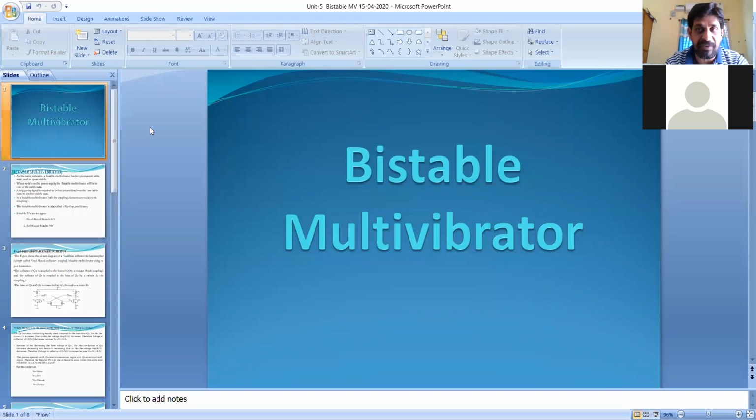Now the capacitor connected between the collector of Q1 and the base of Q2 charges through resistor R, through VCC. Once the triggering pulse is applied, the voltage across the capacitor suddenly changes to approximately minus VCC. Capacitor voltage becomes minus VCC. Once Q1 is on, the capacitor starts charging from minus VCC towards VCC, so the negative voltage is decreasing.